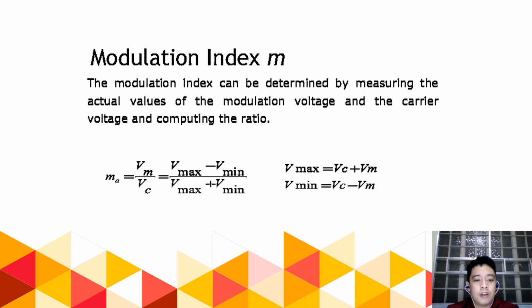M equals B over C, or more specifically, B max minus B min over B max plus B min. B max is also equal to Bc plus Bm, and B min equals Bc minus Bm.